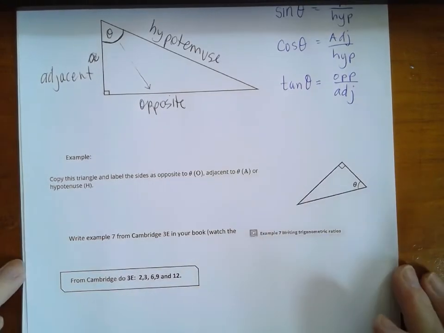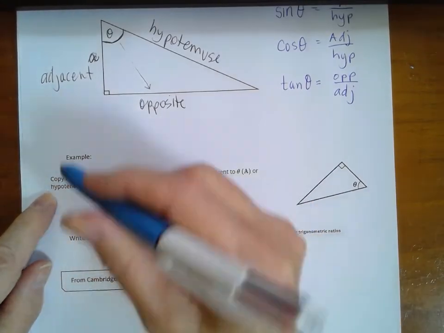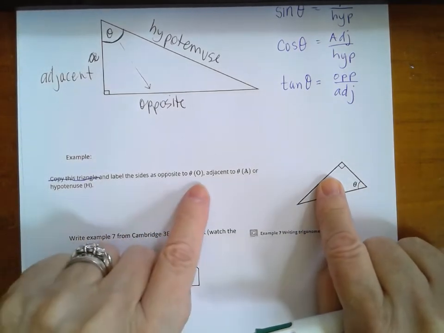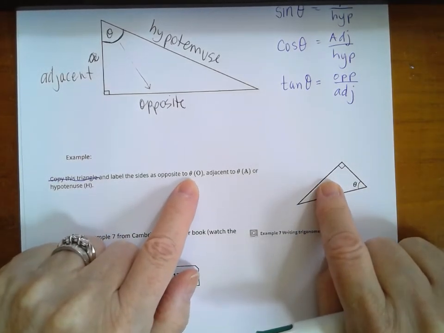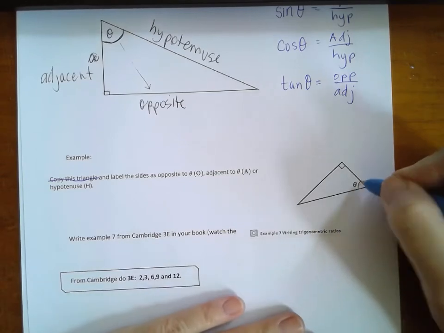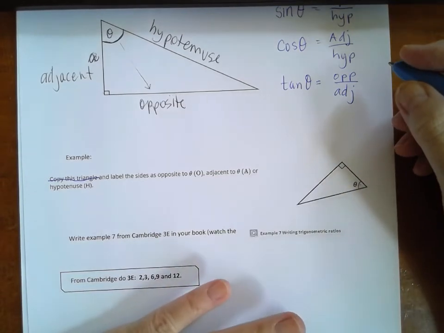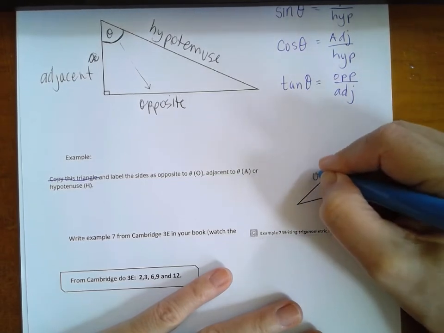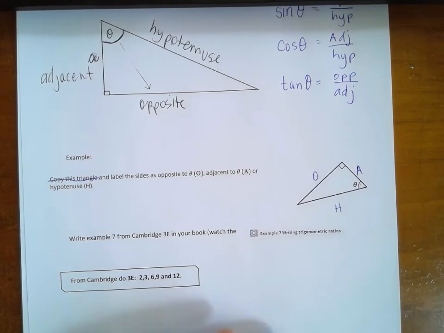Okay, let's look at the example. It says, copy this triangle. You don't have to do that, that was from your book. You'll have to do that, and label the sides as opposite to theta, adjacent to theta, and so on. So there's theta. Pause for a second. Write it down and see if you get it right. So this is adjacent. This is opposite. This is hypotenuse. All right.